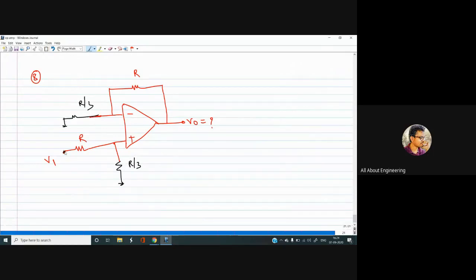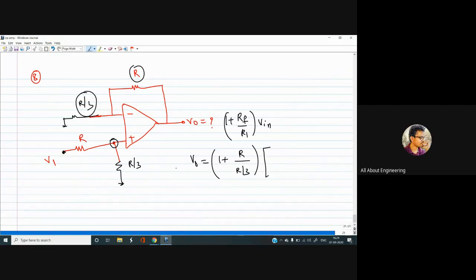Now, look how simple the circuit is. As the input is applying at non-inverting terminal, it is non-inverting amplifier. So, the output of non-inverting amplifier is 1 plus RF by R1 times Vin. But Vin is the input voltage across this point. So, the output equal to 1 plus RF, which is R, and R1 is R by 3, because this is R and this is R by 3, right? Now, to get Vin, again, this is a voltage divider network. That is V1 into R by 3 by R plus R by 3.